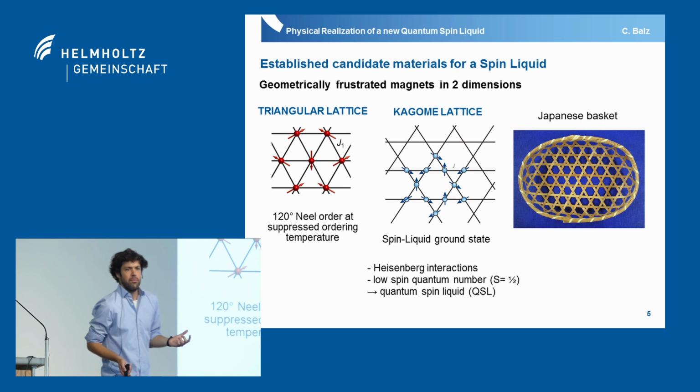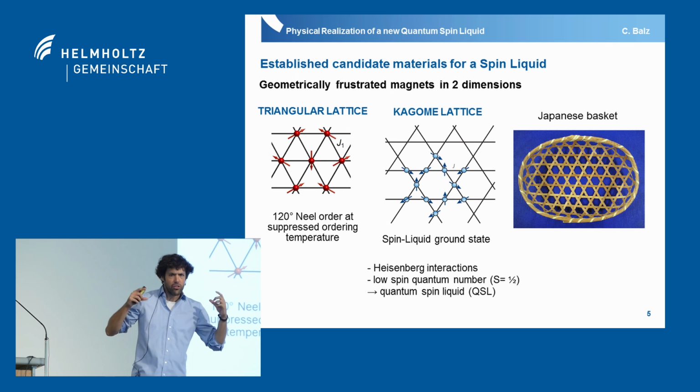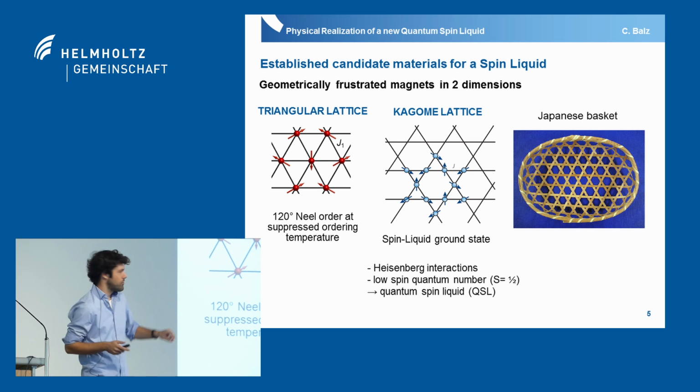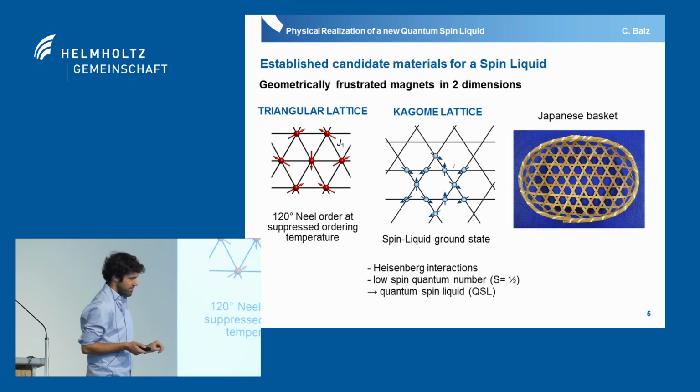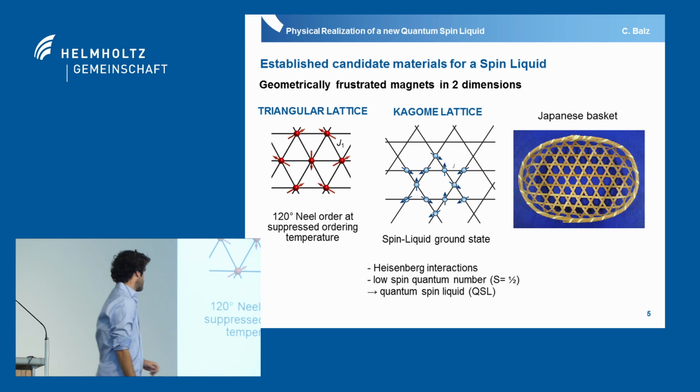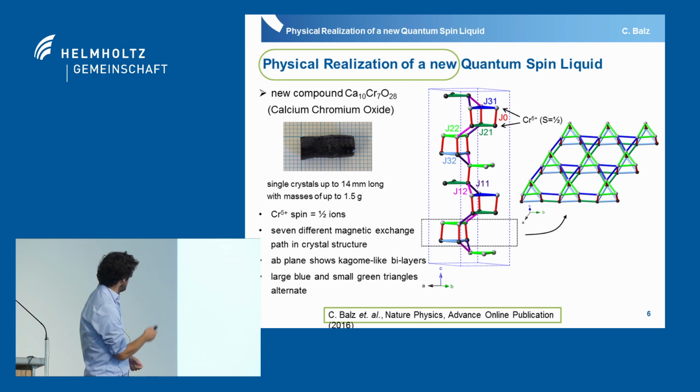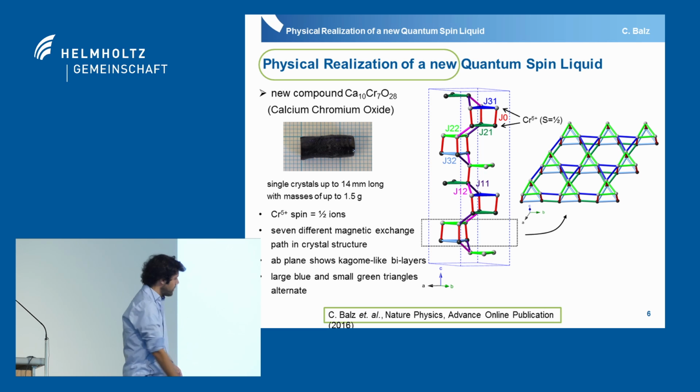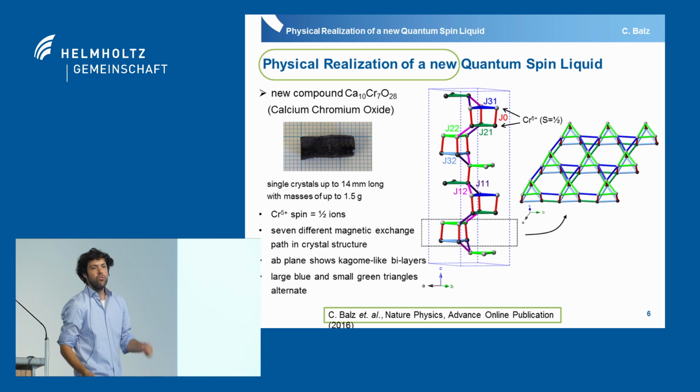And the word quantum in my title comes from the fact that if you go to the lowest possible case, if you put only one electron at each of these sites, which has spin half, this is the lowest possible spin. And this we then call a quantum spin liquid. So now we clarified the second part of my title, and now I want to talk about the first part of my title, the new physical realization.